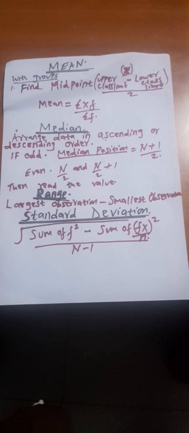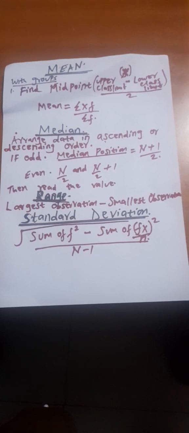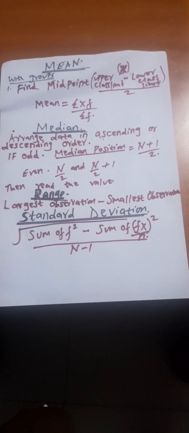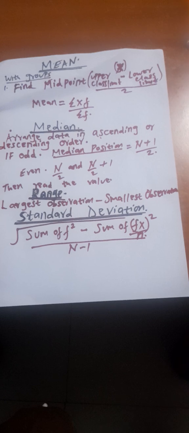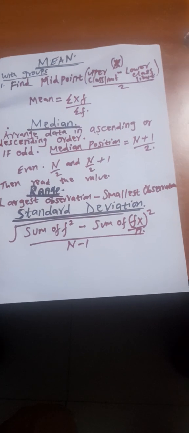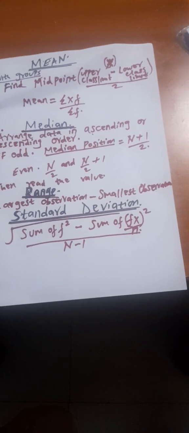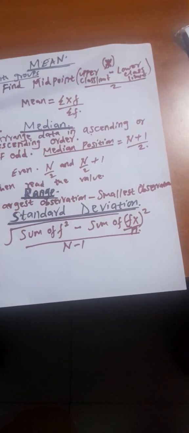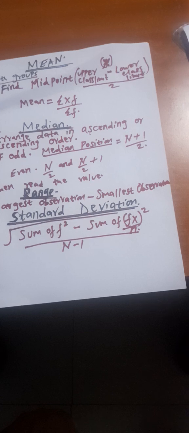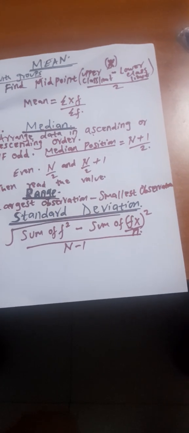How do we find the standard deviation? For the standard deviation, you do the square root of the sum of f squared, that is frequency squared. You minus the sum of fx, that is the frequency and the data, that is the midpoint. You do the square root over n, which is the number. You divide the total over the n minus 1.